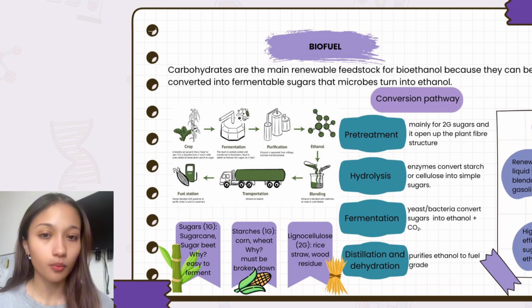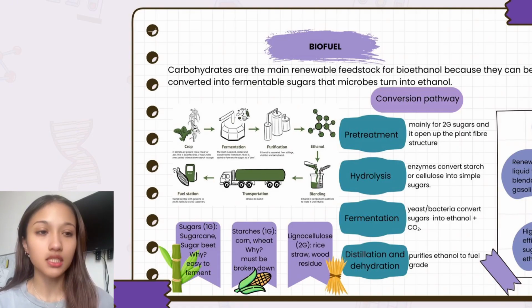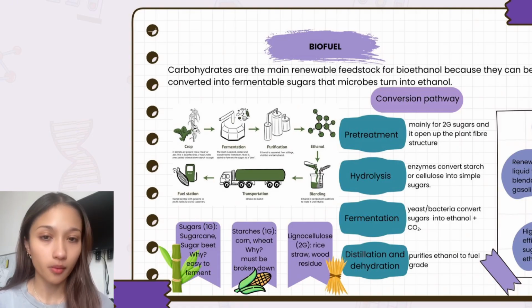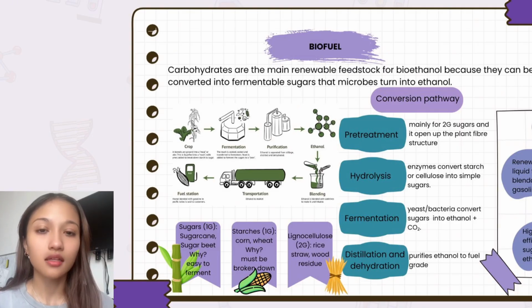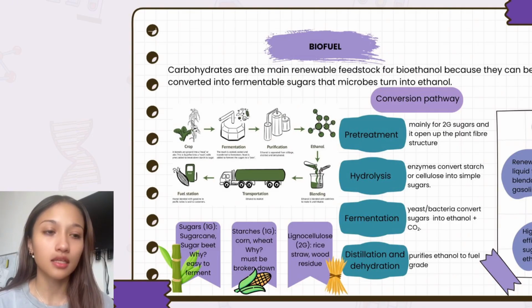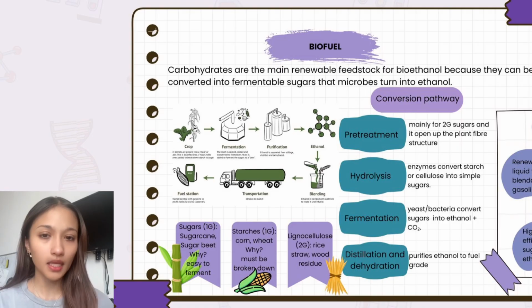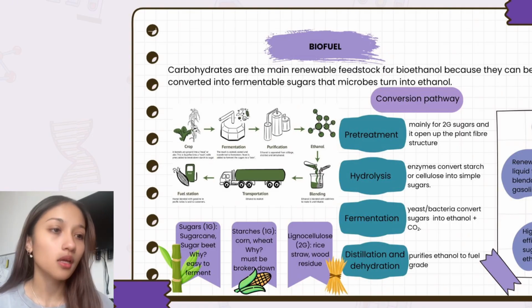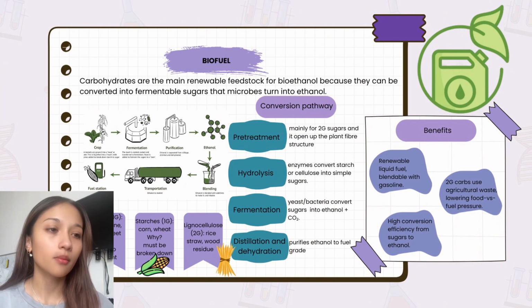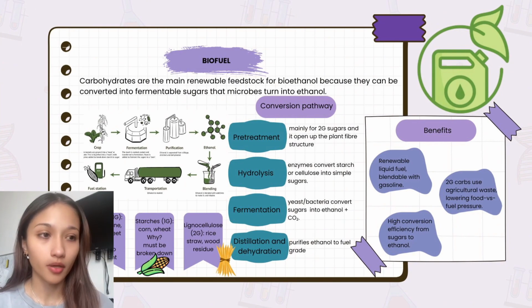The third step would be fermentation. In fermentation, there are yeast and certain bacteria that will help to convert the sugars into ethanol and carbon dioxide. Lastly, there's distillation and dehydration, and this last process purifies the ethanol to make it fuel grade. So that's all for the pathway. Lastly, I will be explaining about the benefits of the biofuel.